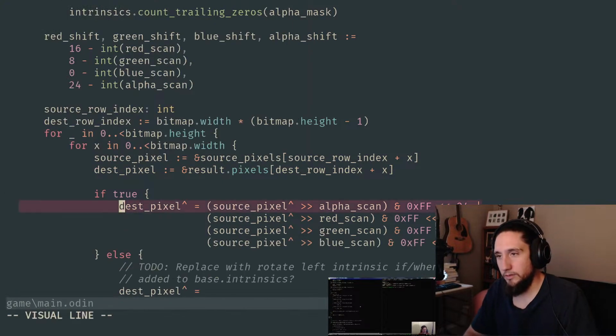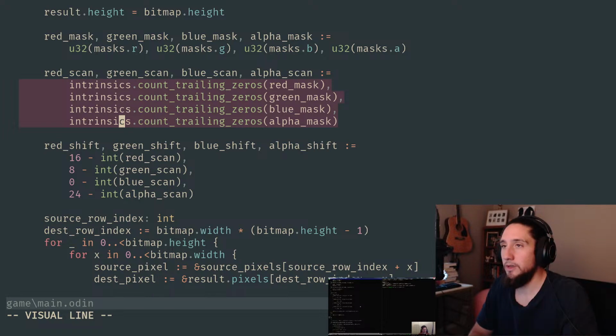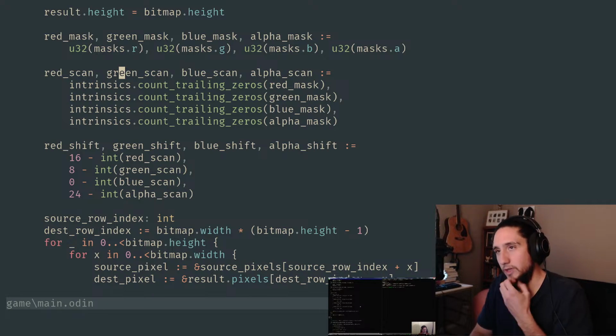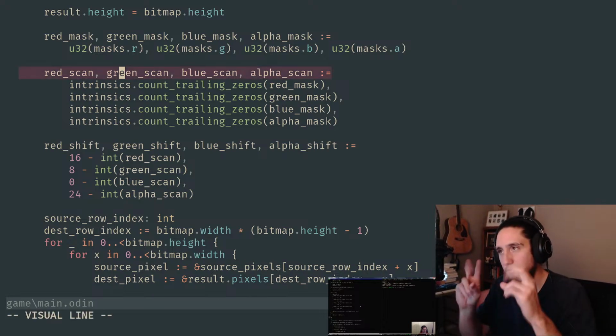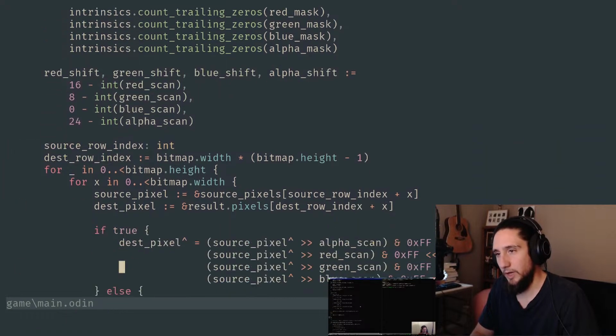So rather than using these shifts on the results from using the count trailing zeros intrinsic on each of the mask values that we get out of the bitmap header, I don't really understand the minutia, and I should take the time to make sure I understand it, but he changes these to be the scan value, and then gets the shift for each color slot this way, by subtracting according to where they are in the U32 value.